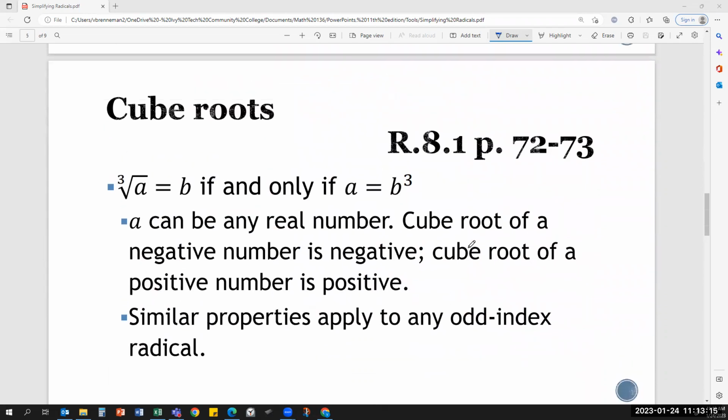Cube roots, the main difference is you can put any number in there. Cube root of a negative number is negative, cube root of a positive number is positive, and similar for any other odd index, 5th root, 7th root, etc.